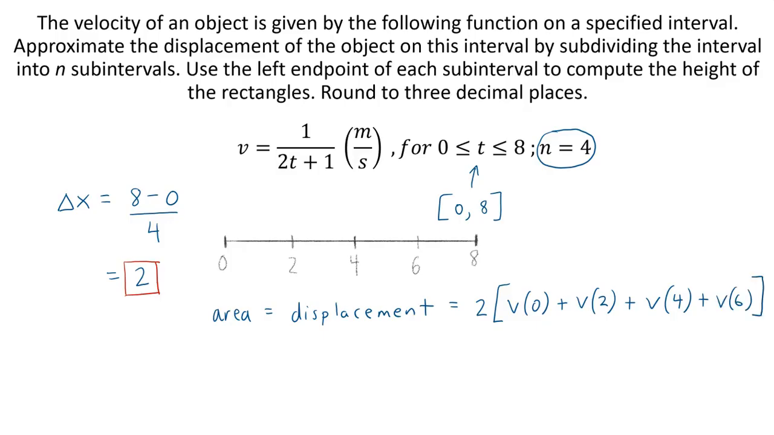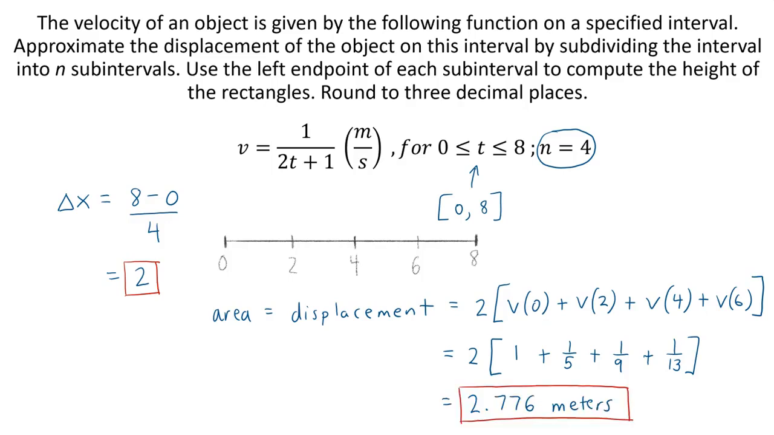Now let's evaluate the function at 0, 2, 4, and 6. V of 0 is 1. V evaluated at 2 is 1/5. V evaluated at 4 is 1/9. And v of 6 is 1/13. Again, plug all this into our calculator and round to 3 decimal places to get 2.776 meters. So our displacement on the interval from 0 to 8 using a left sum for function v and 4 subintervals is 2.776 meters.